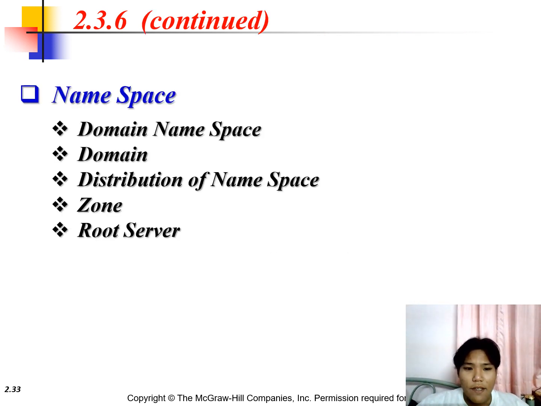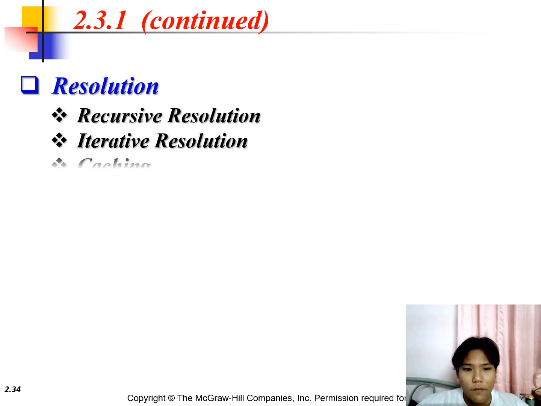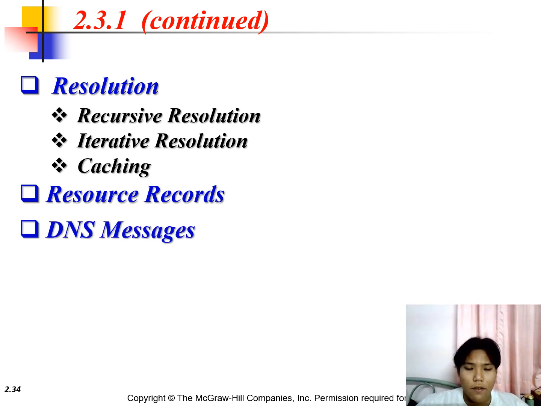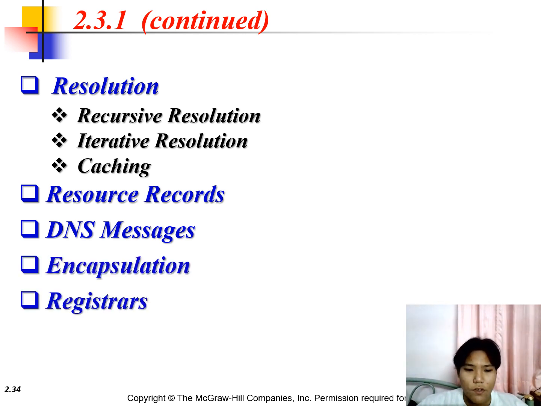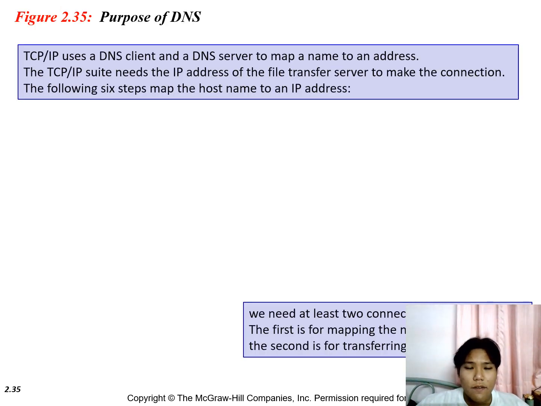So we have namespace. So it is domain namespace. Domain, distribution of namespace. Zone, root server. DNS in the Internet. Generic domains and country domains. Resolution, recursive resolution, iterative resolution and caching. Resource records and DNS messages. And encapsulation and registrar. And DDNS. Security of DNS.